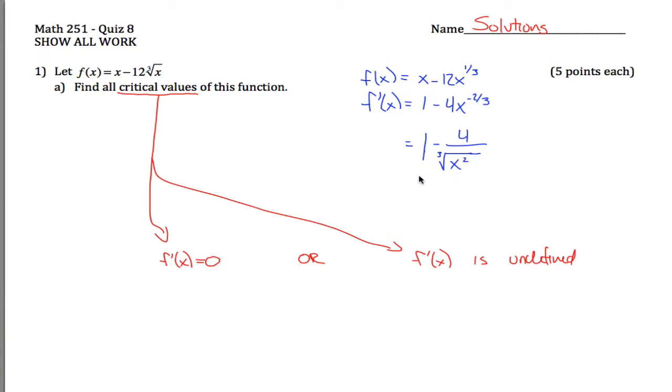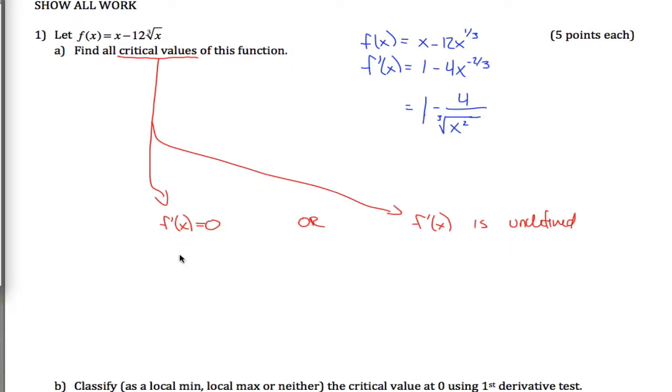Maybe I should talk through that a little bit. X to the negative 2/3 power is the same as 1 over x to the 2/3 power, which is why it's down here in the denominator. And x to the 2/3 power is the cubed root of x squared. So anyways, here's the derivative, this mess right here. I want to figure out when this mess equals 0 and when this mess is undefined. So let's do it.